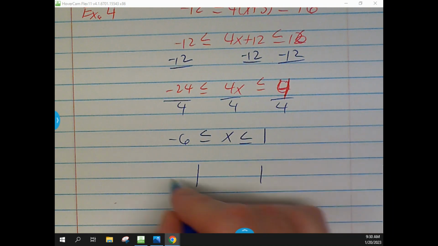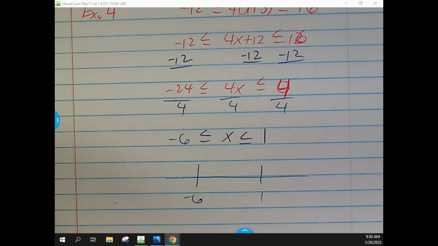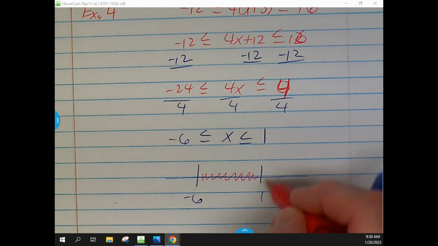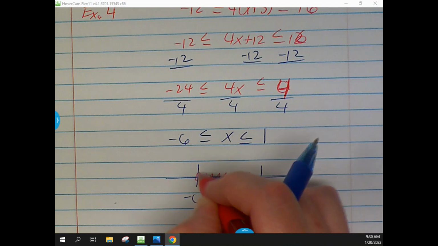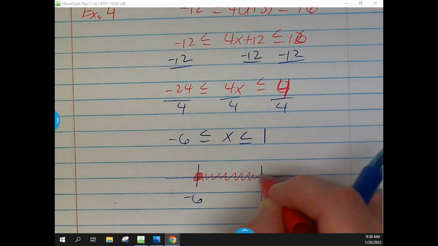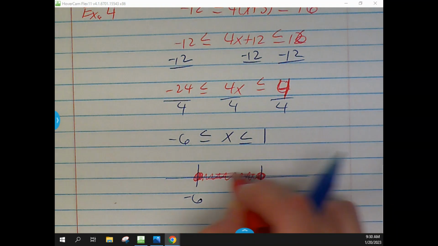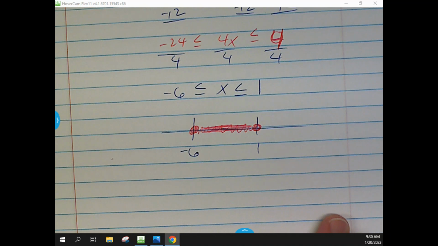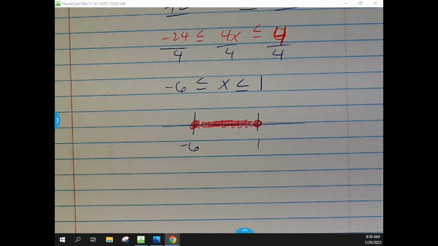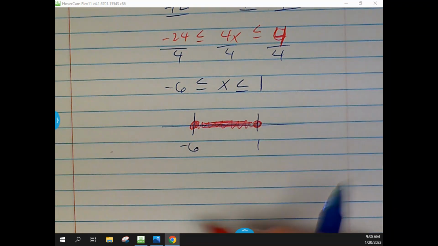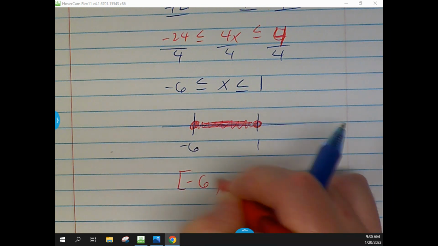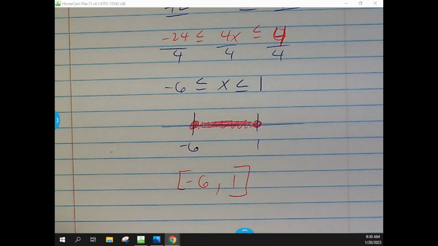On your number line, same thing. It'd be negative 6 to 1, and you're going to sandwich it in between those two numbers. You just have to make sure of what the circles should be, solid circle here, and it's just everything in between those two numbers. Okay, so there's your graph, and your interval notation is going to look basically the same. Going from negative 6 to 1, with square brackets on those.